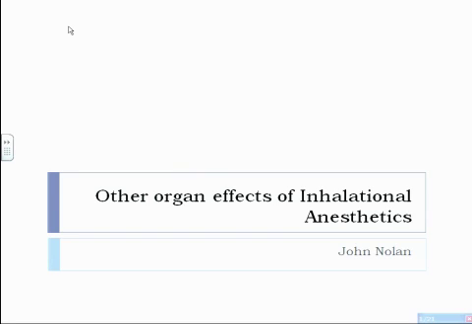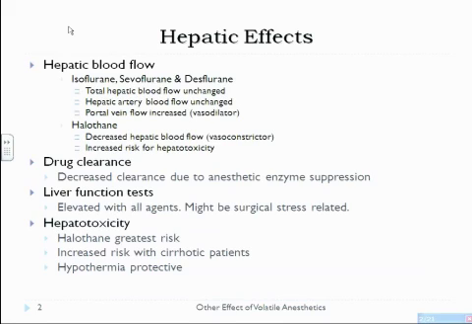The next discussion is on the organ effects of inhalational agents. The first thing we need to discuss is the hepatic effects of many of these agents. Hepatic blood flow is affected by all the agents. What you see with isoflurane, sevoflurane, and desflurane is that your total hepatic blood flow remains unchanged. This is partly because hepatic artery blood flow is unchanged, but portal vein blood flow actually increases. So these agents, such as iso, sevo, and desflurane, are actually vasodilators.